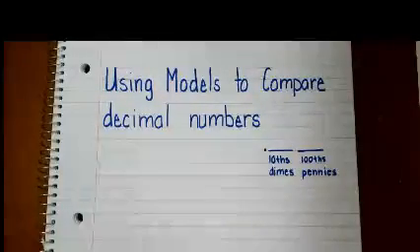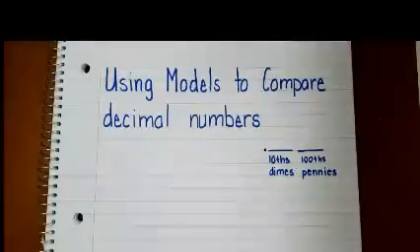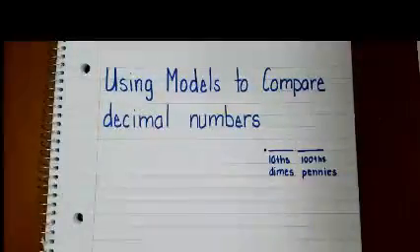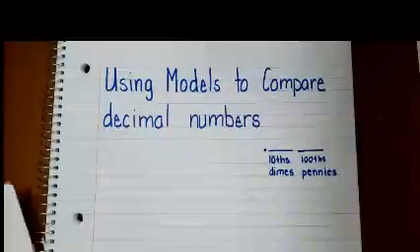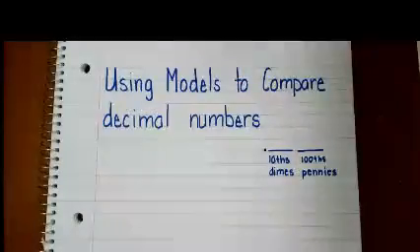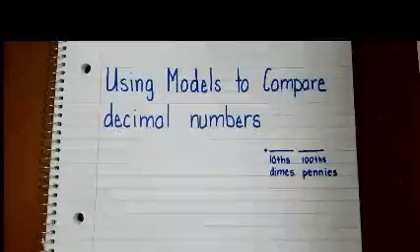So we are using models today in order to complete this. We have our place value chart. We have our base 10 blocks. We have number lines, and we have money. So we're using these to compare.